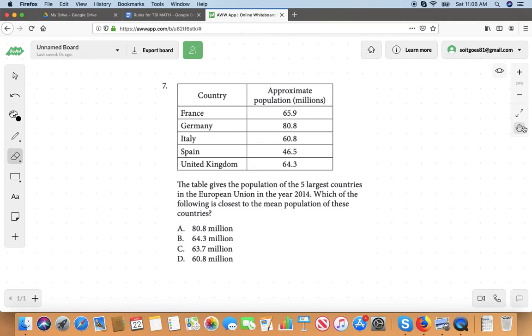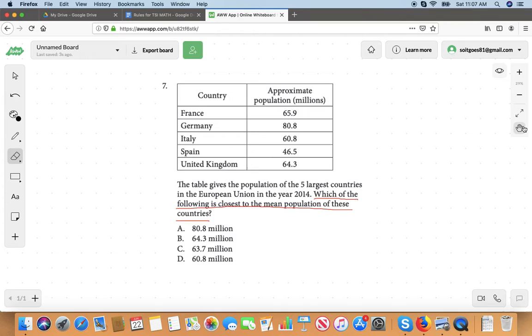Question number 7 reads, the table above gives the population of the 5 largest countries in the European Union in the year 2014. Which of the following is closest to the mean population of these countries? Okay, so first we've got to really know some of the terminology here in this question. We've got to know what mean means. Before we do that, let's underline the last sentence of the question. I really like that strategy on a word problem. It'll help us focus. Which of the following is closest to the mean population of these countries?